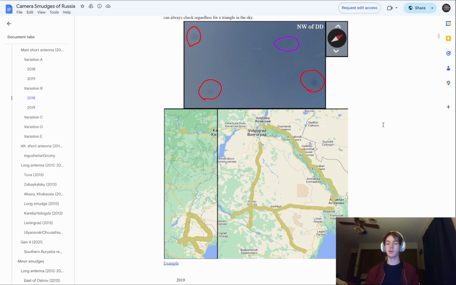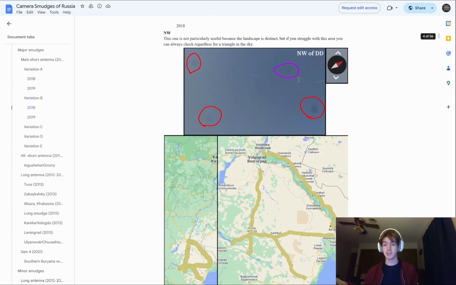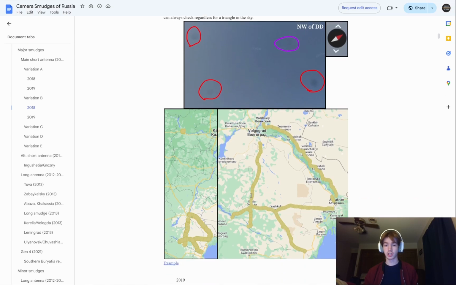All right, now we're going to go over some front smudge. So as you can see here, we actually have this triangle in the sky. And this triangle in the sky is actually going to be in this deserty region. So if you somehow struggled with this location, you could look at the sky, see the triangle, and then this little purple dot here, circled in purple. You could see that, and you'll know for sure that you're in this region.